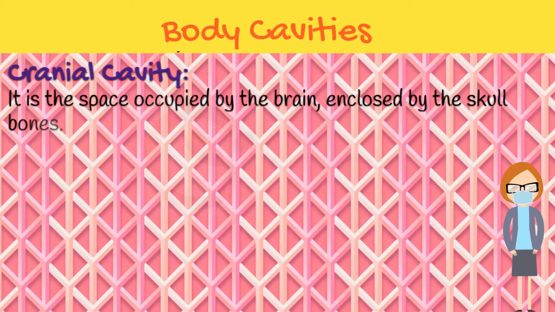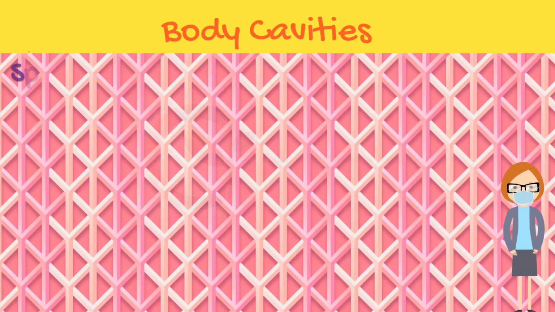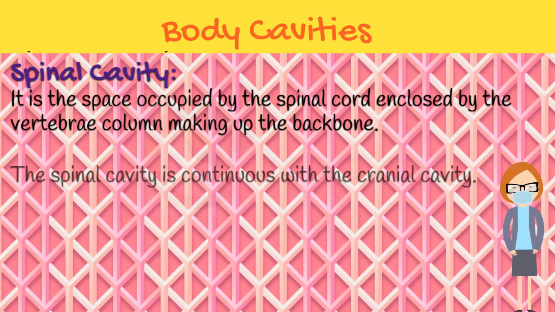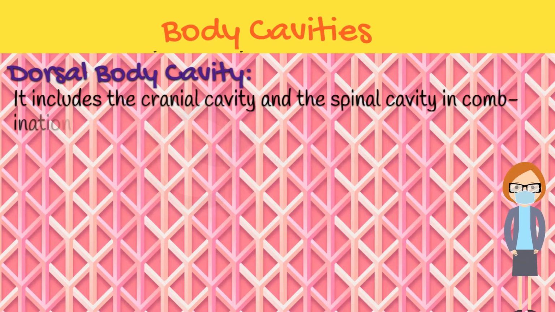Cranial cavity. It is the space occupied by the brain, enclosed by the skull bones. Spinal cavity. It is the space occupied by the spinal cord, enclosed by the vertebral column, making up the backbone. The spinal cavity is continuous with the cranial cavity. Dorsal body cavity. It includes the cranial cavity and the spinal cavity in combination.